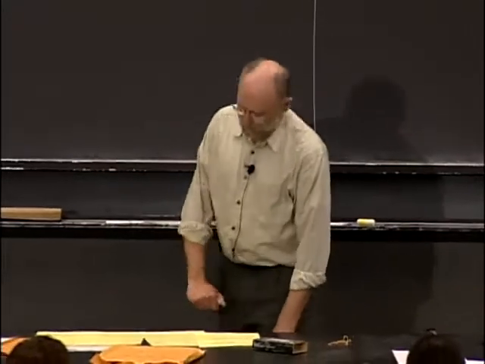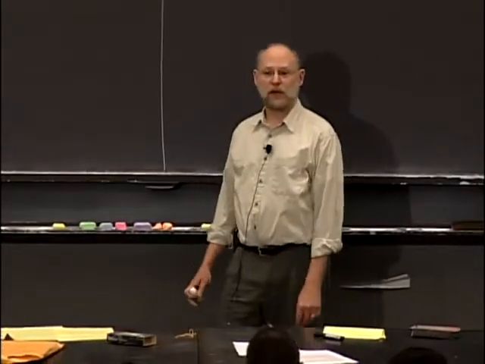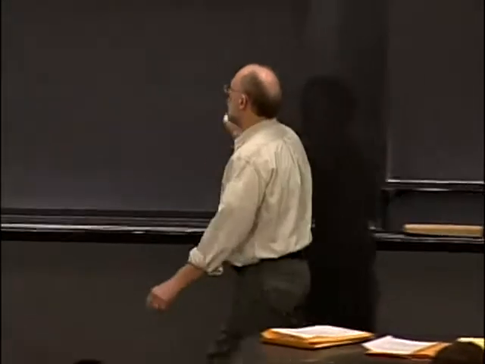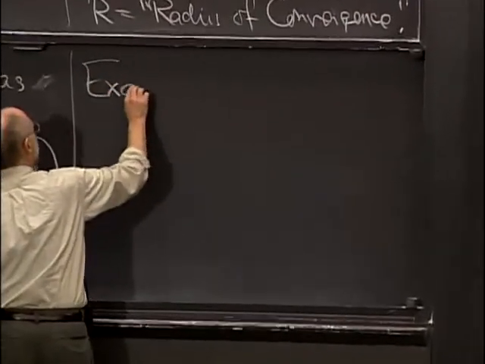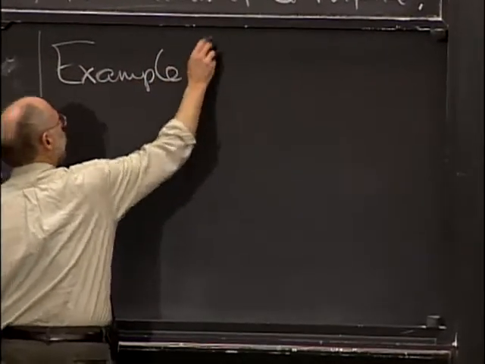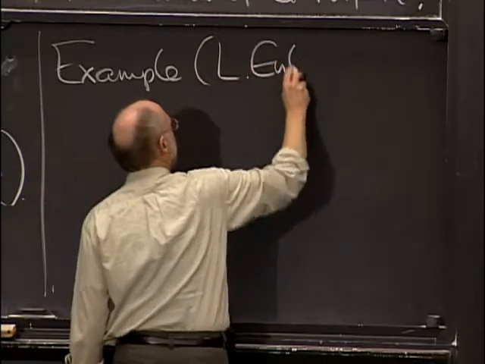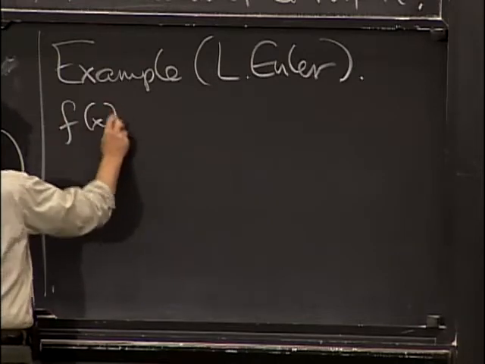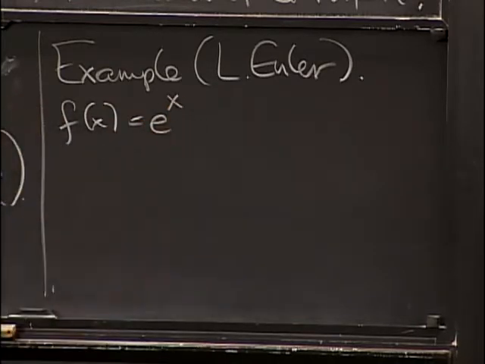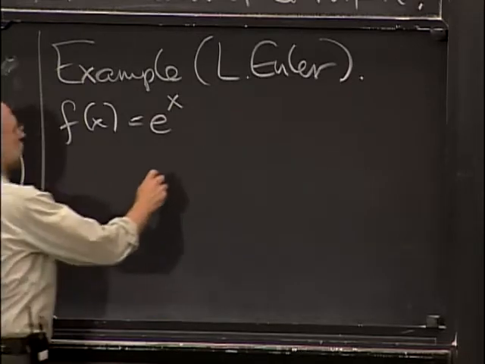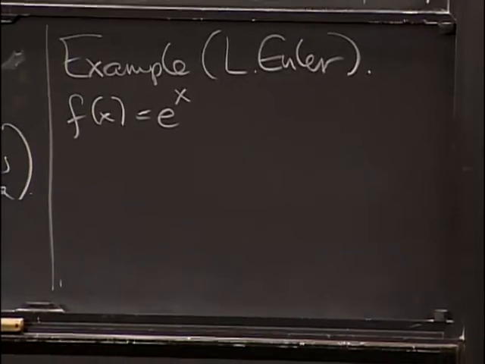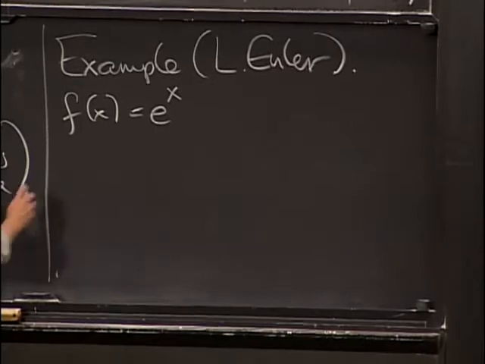Let's see. I think that's the end of my summary of things that he talked about. I think he did one example, and I'll repeat that example of a power series. This example wasn't due to David Jerison, it was due to Leonhard Euler. It's the example where the function is the exponential function e to the x. Let's compute, I'll just repeat for you, the computation of the power series for e to the x, just because it's such an important thing to do.